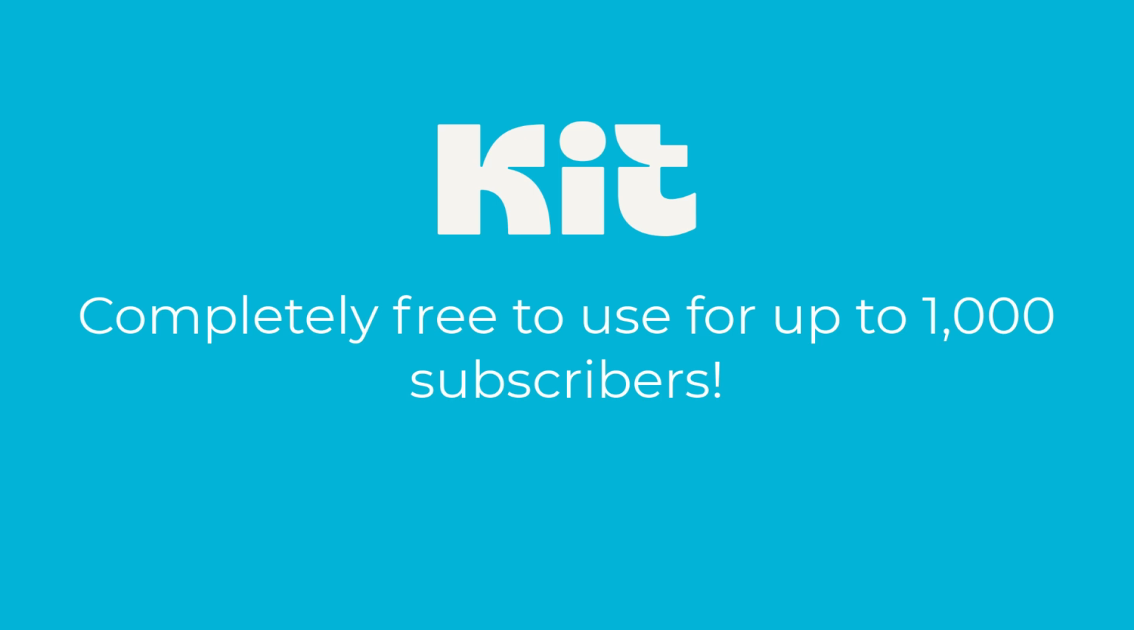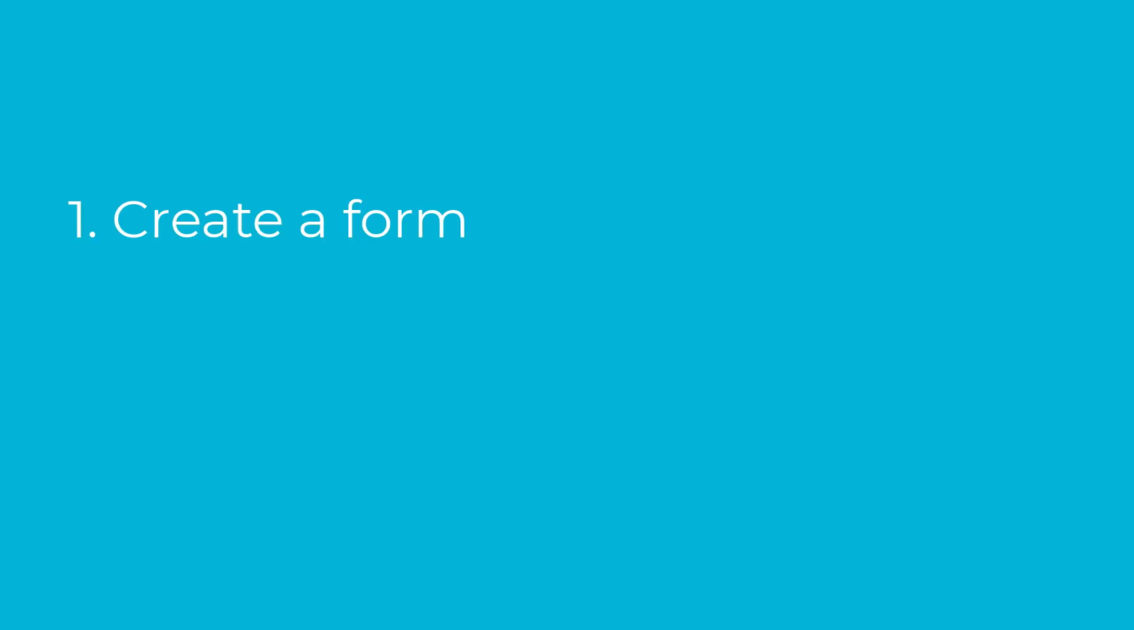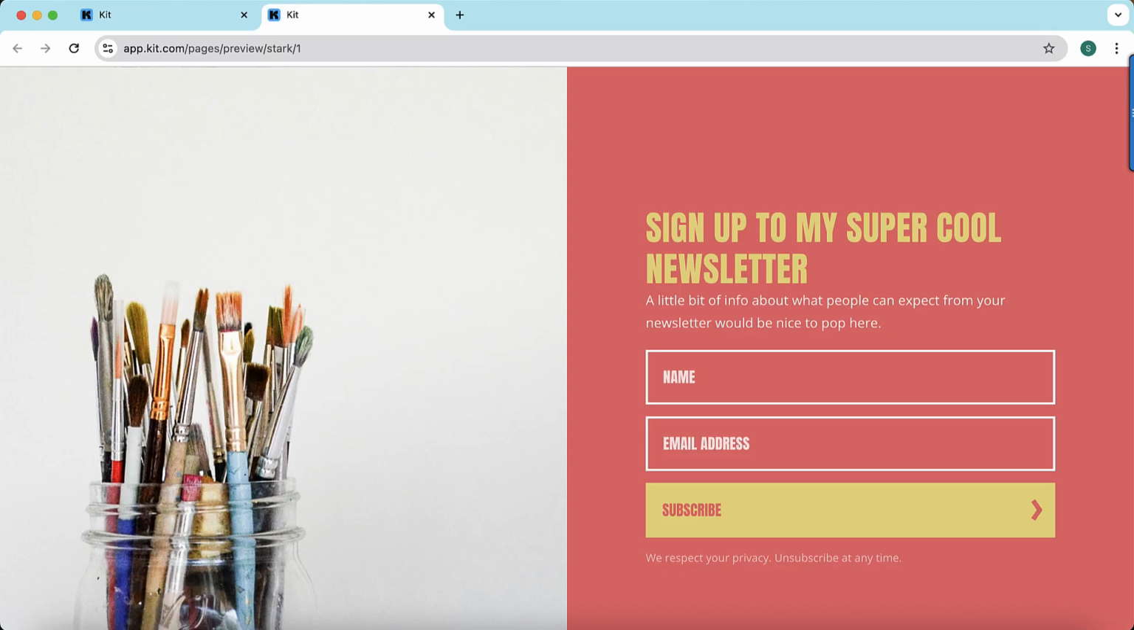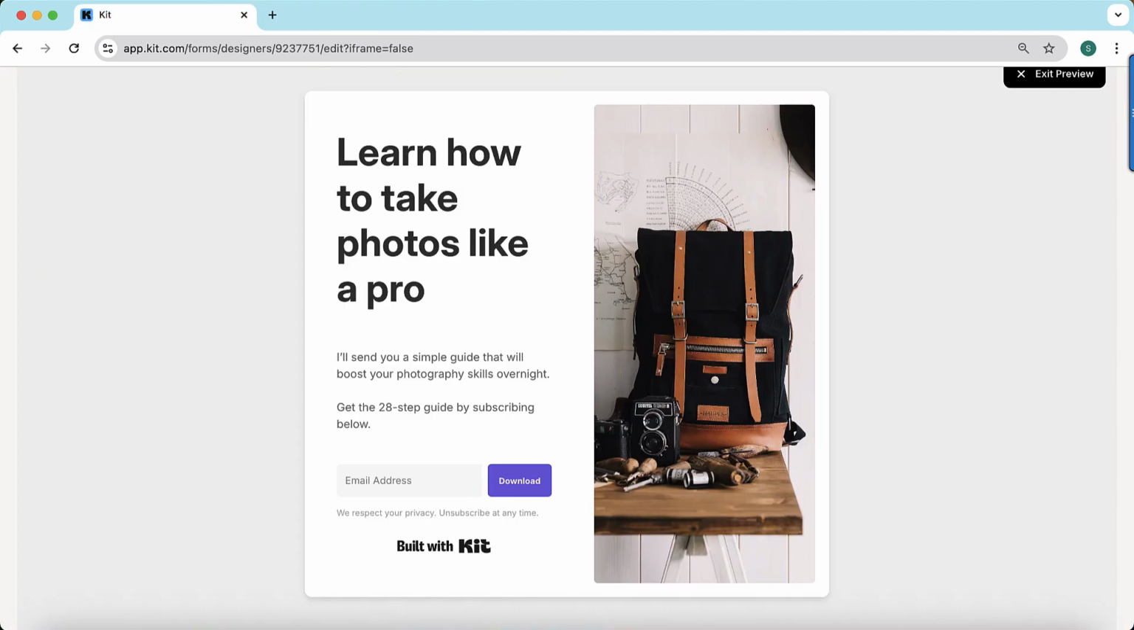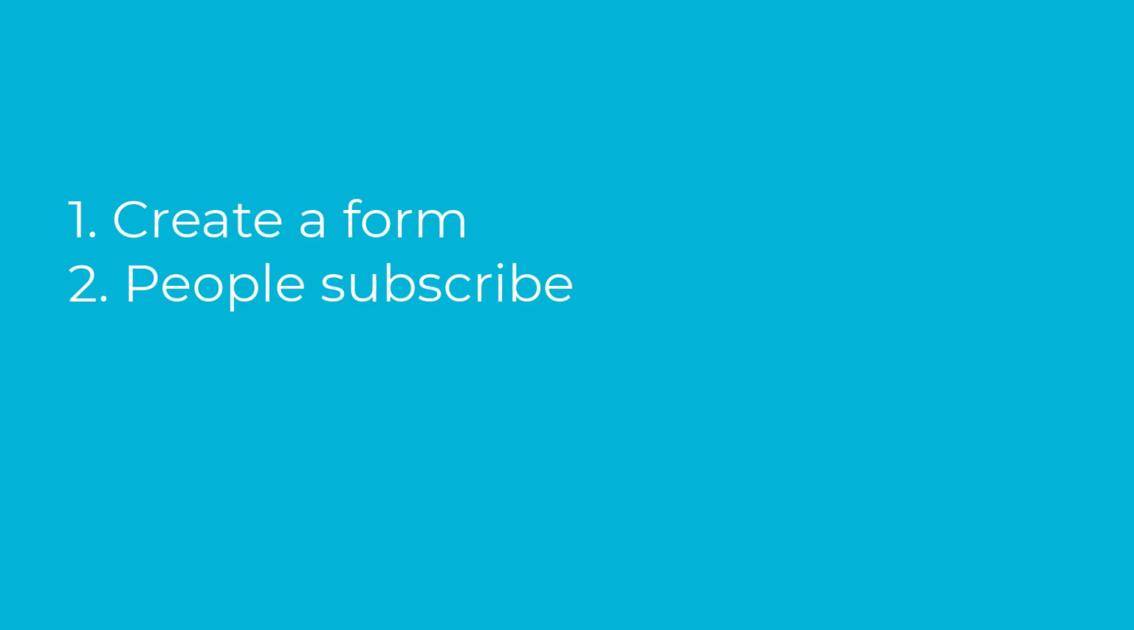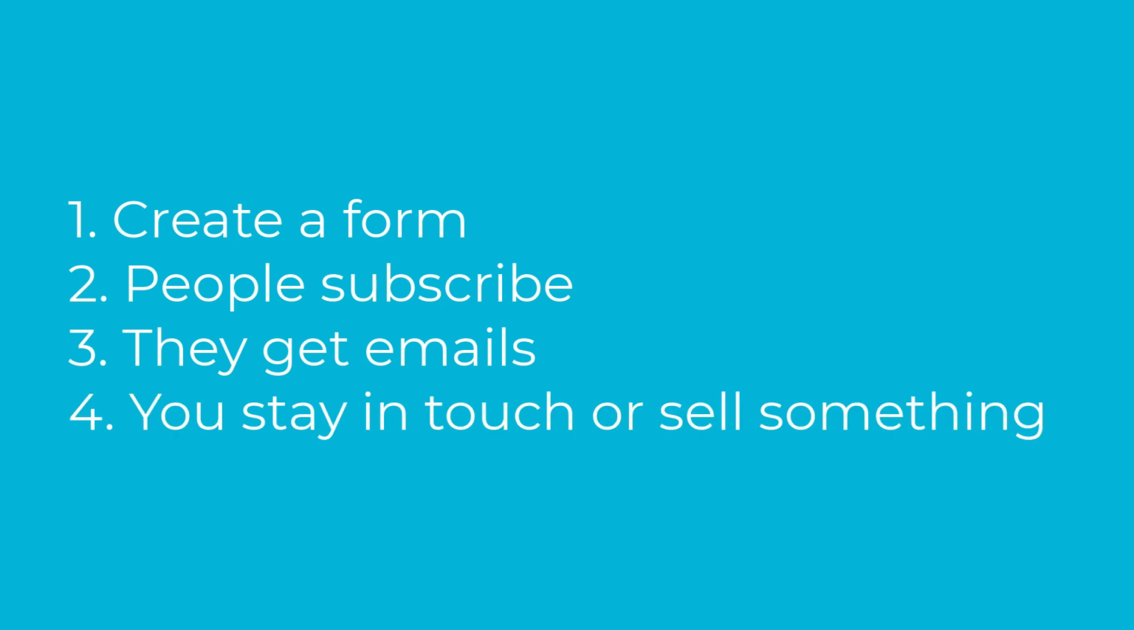Before we click anything, here's the only flow you need to understand. 1. Create a form for your website or a landing page, not on your website. 2. People subscribe. 3. They get emails. 4. You stay in touch or sell something. Everything inside Kit supports this one simple process.